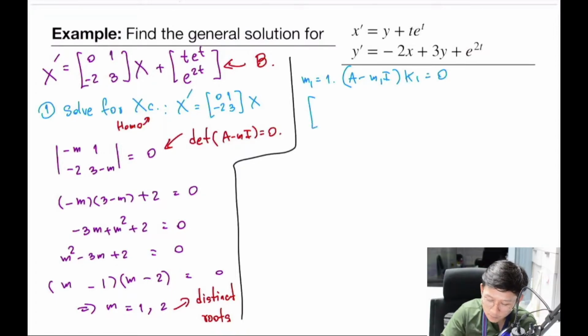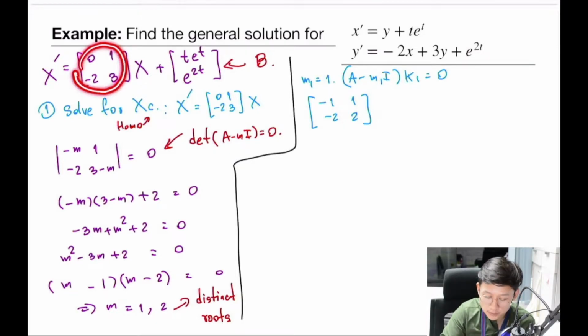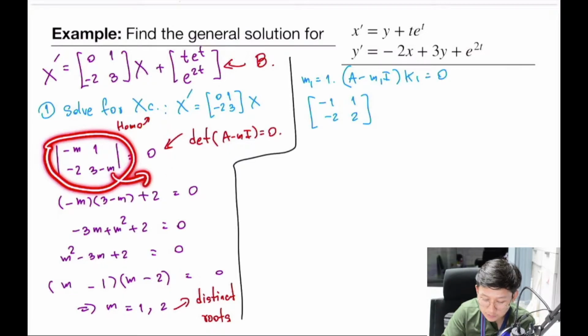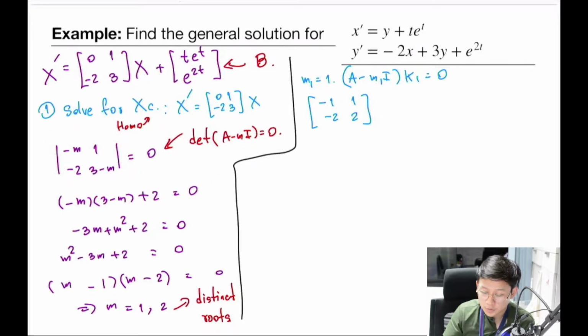So we have, what is it? A, that would be minus 1, 1, minus 2, 2. Basically, we take this matrix A and then we subtract 1 from the diagonal. Okay, but it's a lot easier to look at this matrix and substitute m with 1. That's why we get minus 1, 1, and minus 2, 2. And there we get k1, k2, and that is 0, 0.